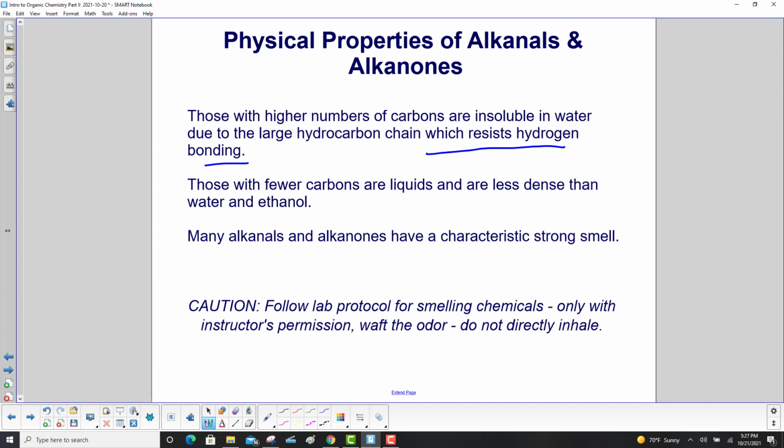Those with fewer carbons are liquids and are less dense than water and ethanol, so they'll float on top of them. Many alkanals and alkanones have a characteristic, strong, some would say pungent smell. Now caution, follow lab protocol for smelling chemicals. Only with instructor's permission. Waft the odor. Do not directly inhale. That means use your hand to blow the odor to your nose. Don't put your nose over the bottle.